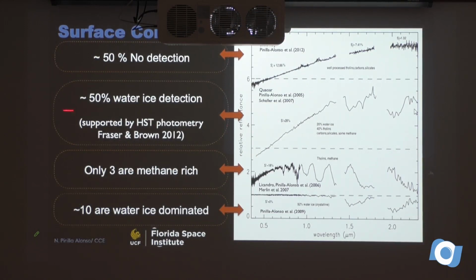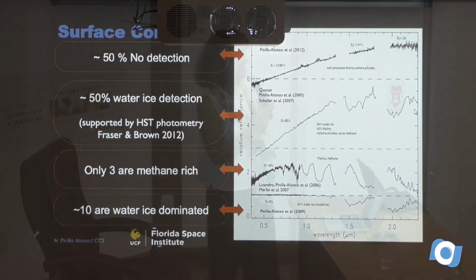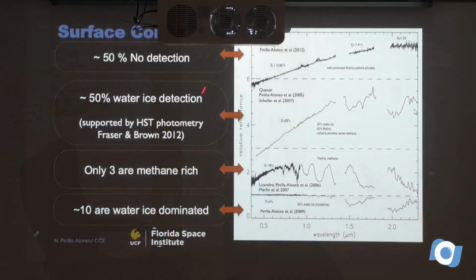Then there is 50% of objects where we have absorptions at 1.5 and 2.0 that has been interpreted up to now as water ice. And tomorrow we will talk more about that, because I'm not so sure about that anymore. So these detections at 1.5 and 2.0 are the most common ones, and they have been also studied with photometry.